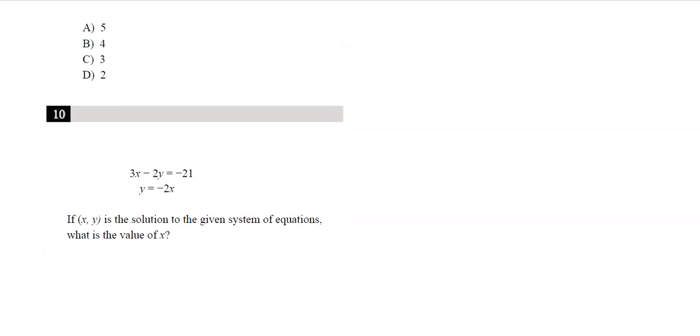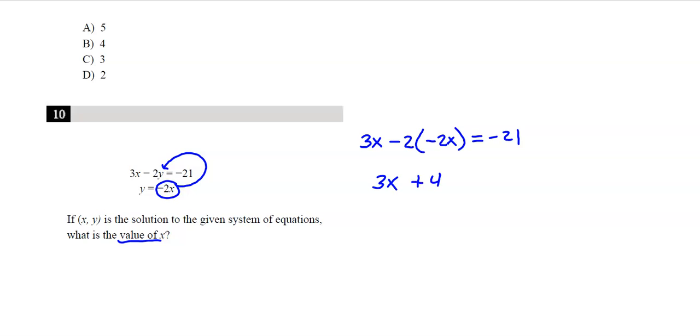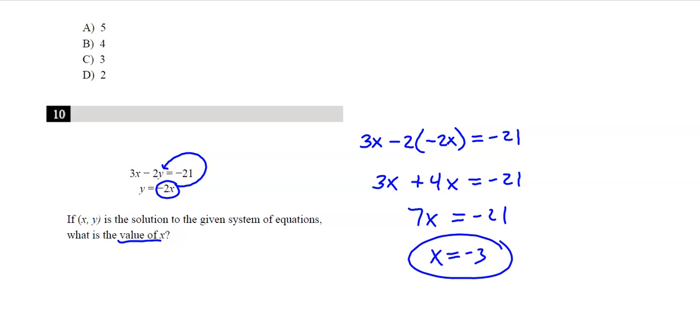If you do enough of these, you start to spot little tricks that the SAT pulls. We need to find x. I think I'm going to substitute here because they've solved it for y for me. So 3x minus 2 times a negative 2x, negative 21. Hopefully you're getting good at negatives by now. Add 4x. Combine like terms. Divide, divide. And I get x equals negative 3.